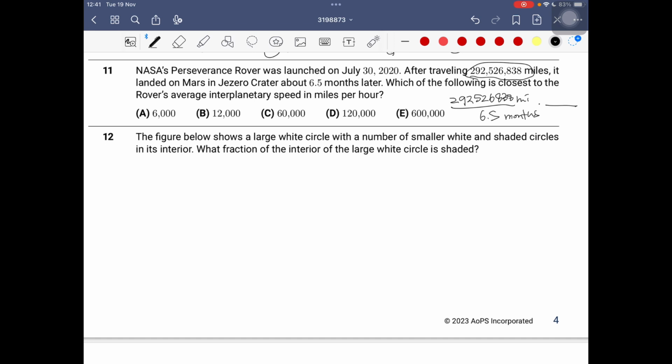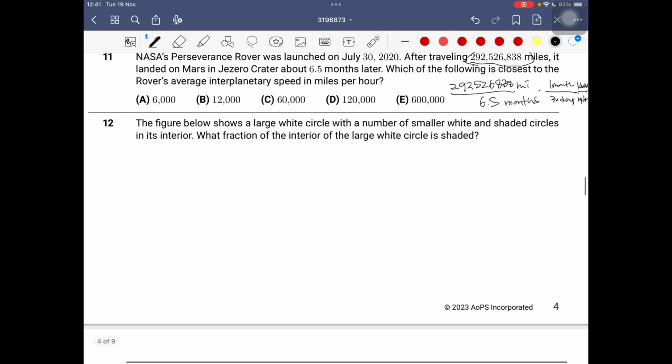1 month has 30 days. 1 month, 30 days. And 1 day has 24 hours. So here, let's not think about it too much because this is all approximation. I mean, the answers are all approximation.